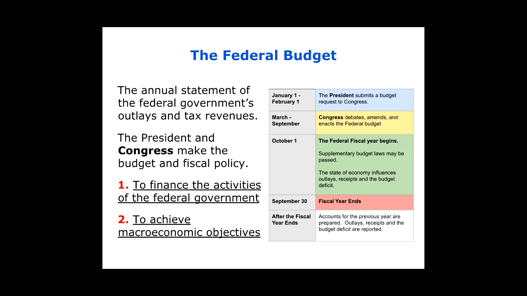And the federal budget, by statute, by law, is designed to achieve two things. One, to finance the activities of the federal government, like the military and different social programs and things like that. And then the second is to achieve macroeconomic objectives.